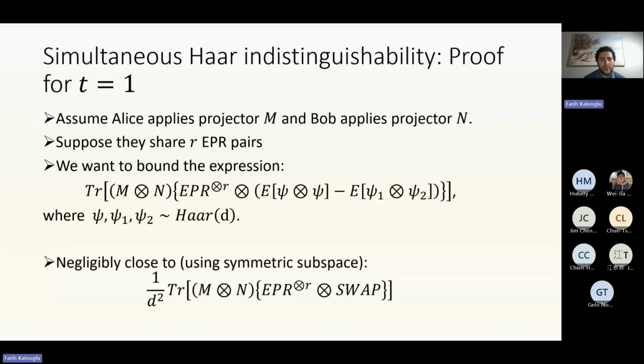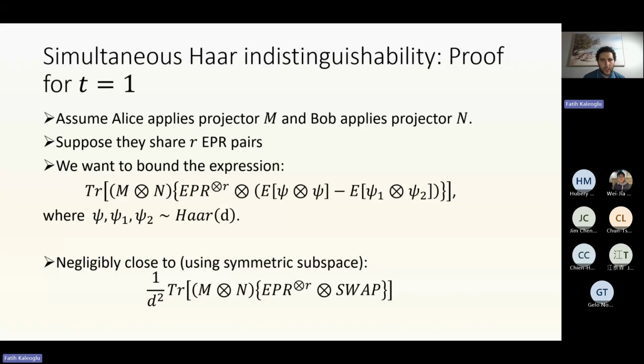Through a standard argument, we can assume that the two parties perform projective measurements. The second assumption we have is that their pre-shared entanglement consists of EPR pairs. This might sound like a natural assumption, but in reality, we cannot show that this is without loss of generality. But for this presentation, I'll talk about this case.